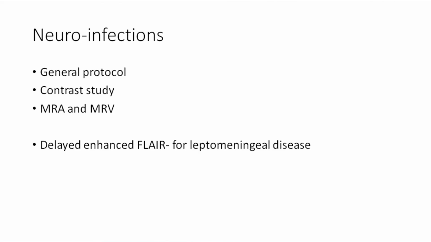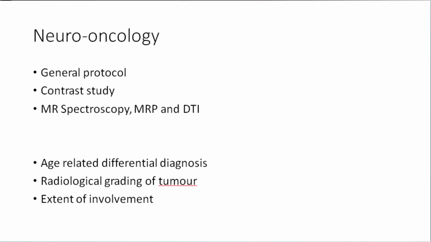Okay, neuro-infections. Again, general protocol, contrast study is the key. MRA, MRV can be added to the mix because you want to make sure there is no sinus thrombosis or evidence of vasculitis, which we can see in meningococcal meningitis. Delayed enhanced FLAIR for leptomeningeal disease, especially if there is a question about sarcoidosis or leptomeningeal involvement. Neuro-oncology. General protocol, again contrast study, MR spectroscopy, MR perfusion, and DTI images. DTI images can be done in epilepsy as well, again when you're planning surgery.